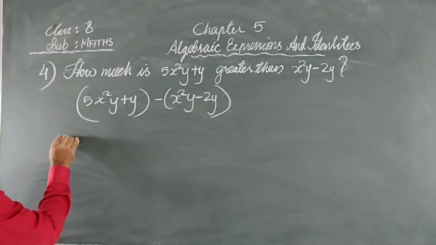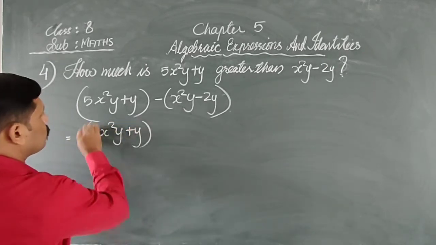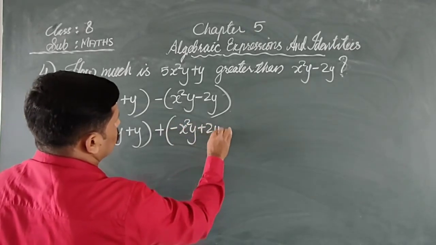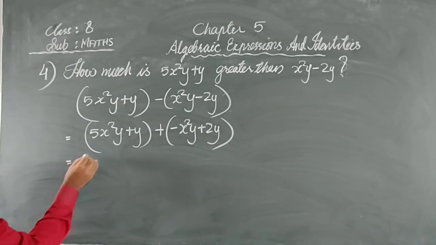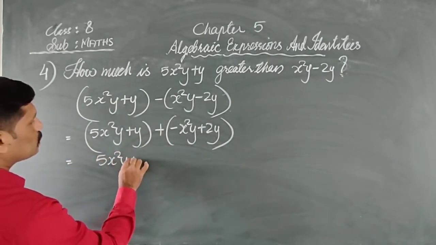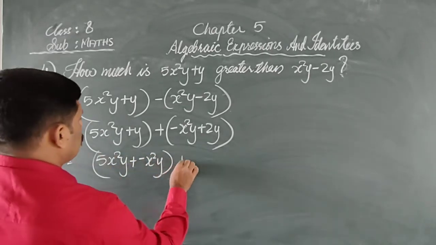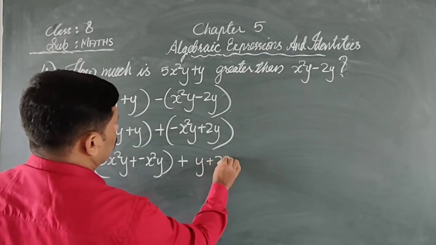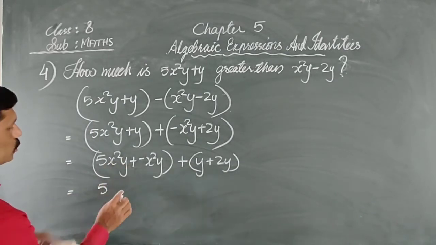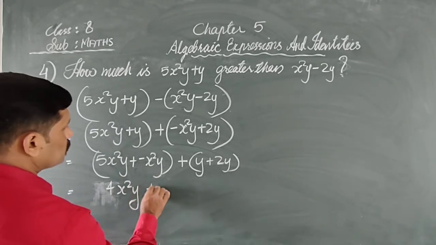So subtraction means you know that it is addition. 5x square y plus y plus negative x square y plus 2y. So like terms we take, these are like terms, 5x square y plus negative x square y, plus y plus 2y. So 5x square y and x square y, we get 4x square y plus 3y.